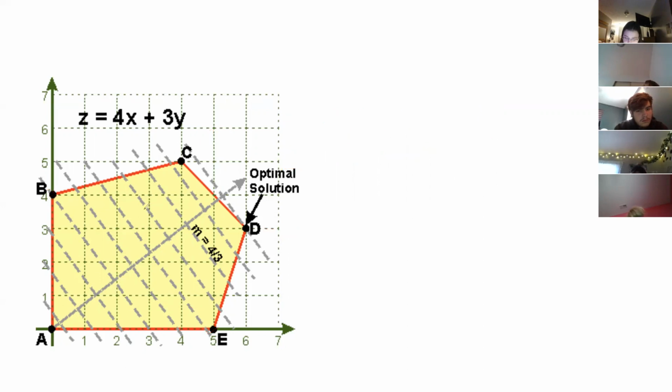All right. So any questions about what to do when you get two? When you get two, you just test. You plug in both and you see which one, again, you want to know, are you maximizing or minimizing? Okay.